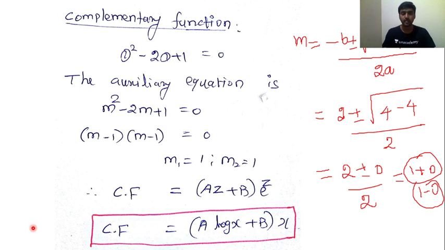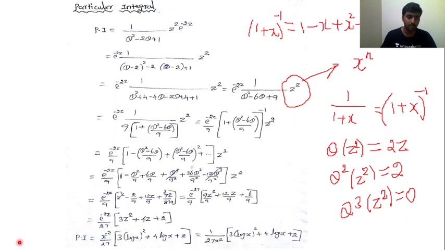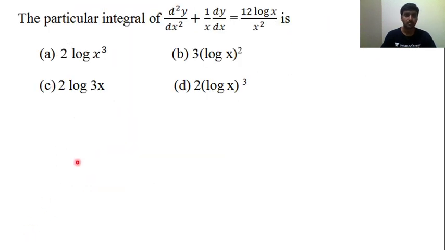As per the discussion, we are going to discuss a few more questions relating to the Euler-Cauchy equation. Here is the next problem: find the particular integral of d square y divided by dx square plus 1 divided by x into dy divided by dx is equal to 12 log x divided by x square. Here the 1 divided by x indicates that it's a variable coefficient, so we have to use the Euler-Cauchy equation.